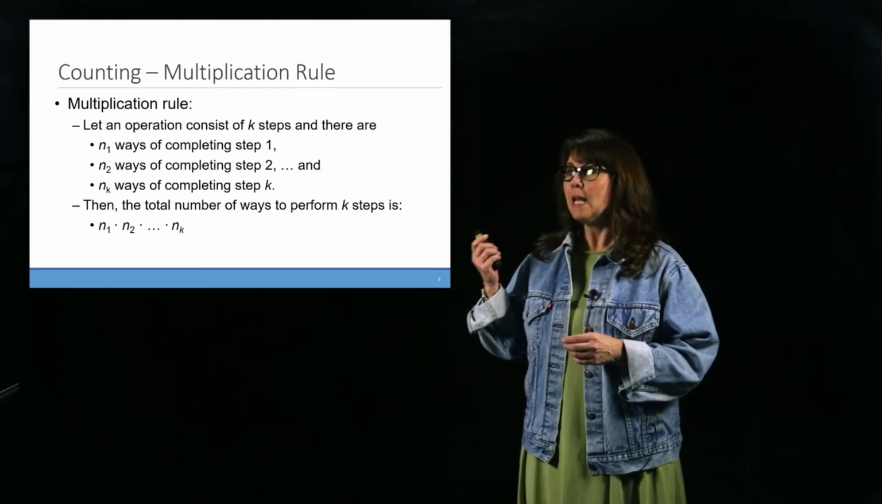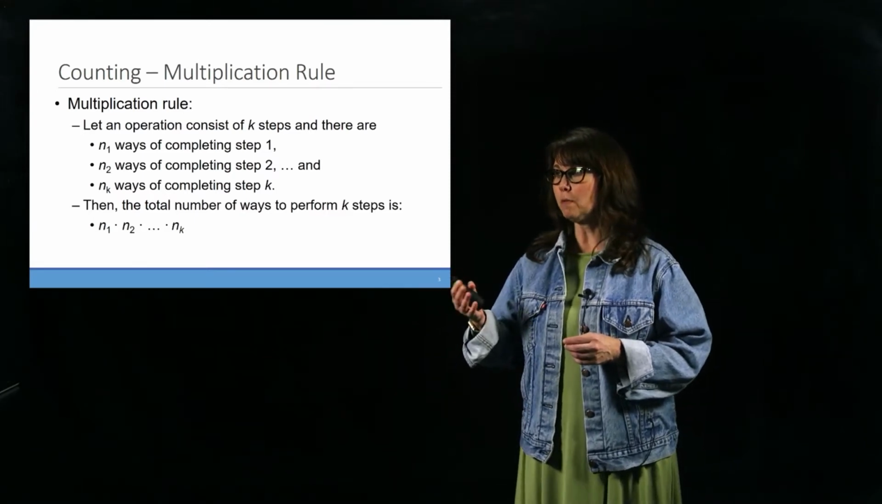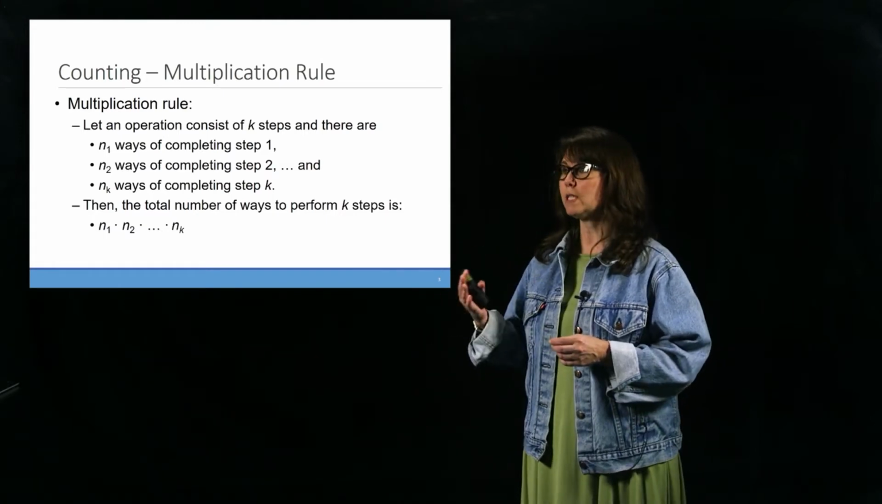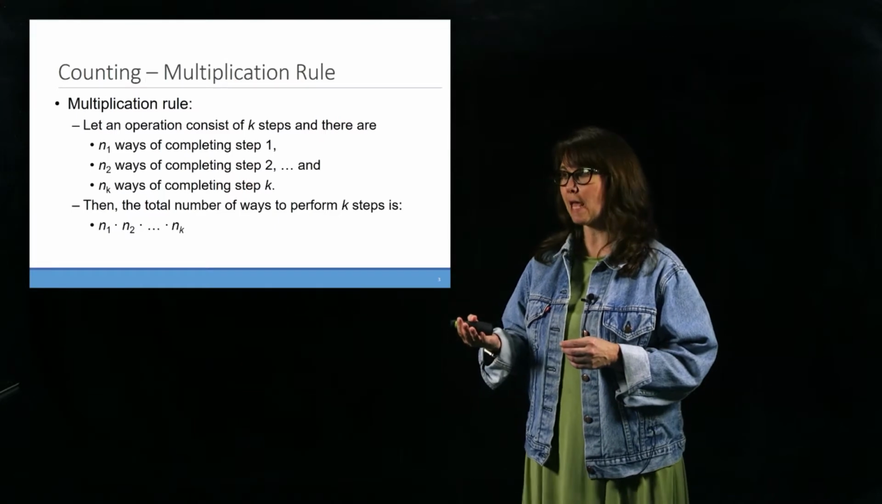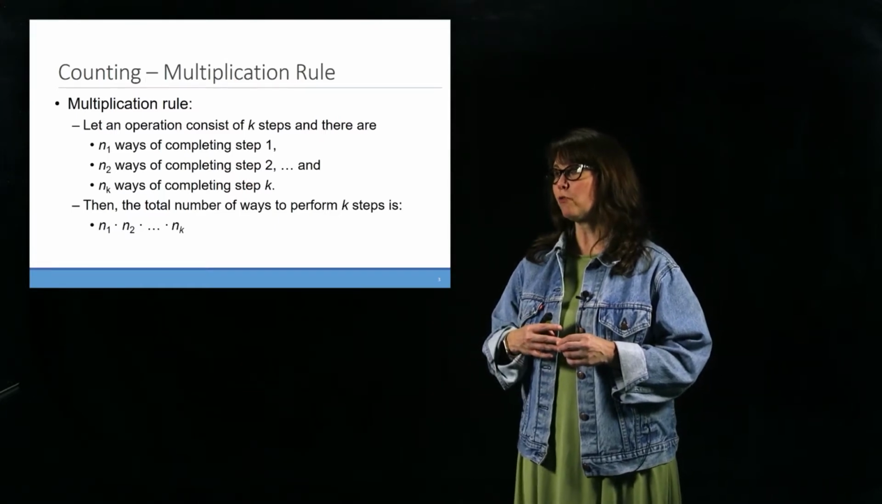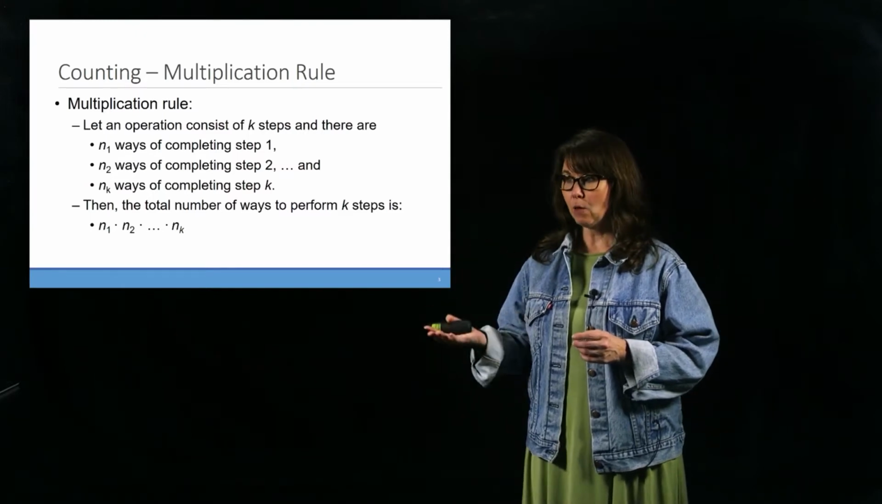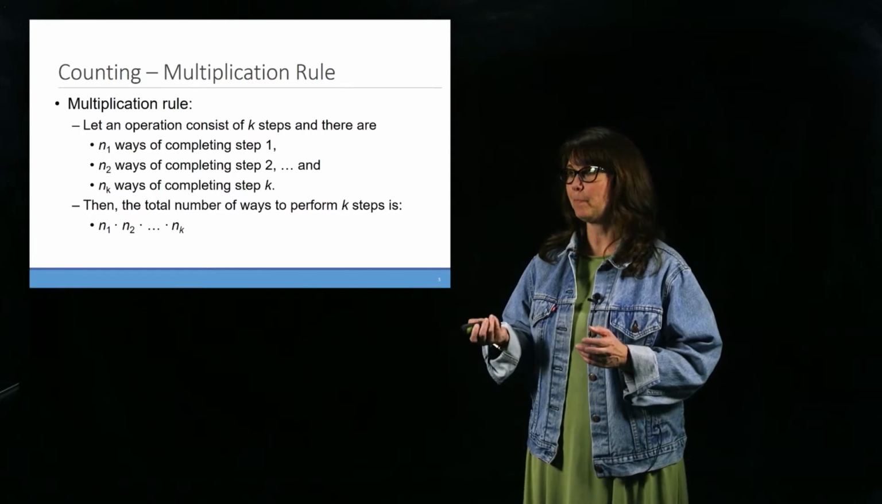Okay. So first of all, the multiplication rule. The multiplication rule says, let an operation consist of k steps, and there are going to be n1 ways to complete step 1, n2 ways of completing step 2, all the way up to nk ways of completing step k. Then the total number of ways to perform the k steps is just going to be n1 times n2, all the way up to times nk.